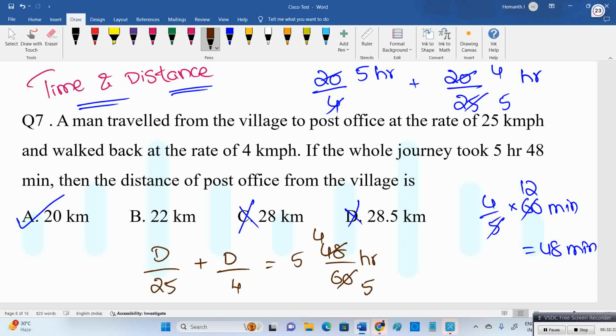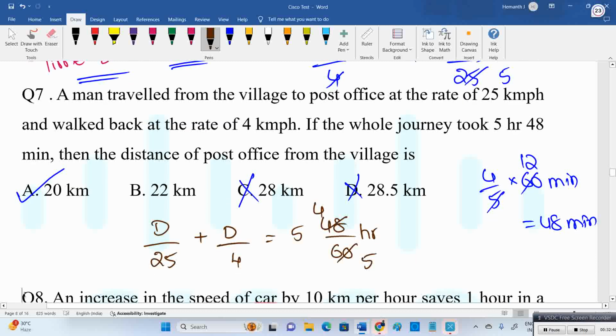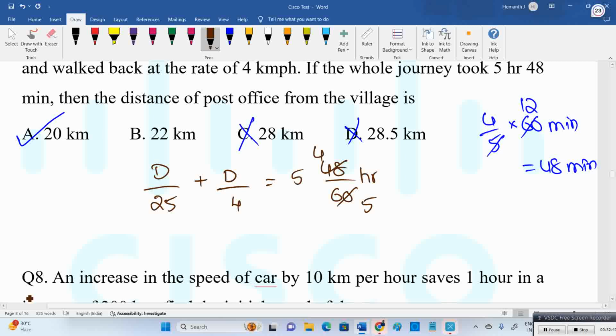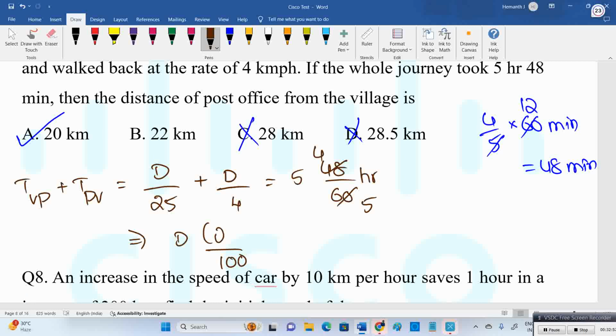So you can do this D calculation directly like this also. You can calculate D, because total time taken is the time taken to move from village to post office, then post office to village. Here if we take D common, the denominator is 100, 25 into 4. Numerator is 4 plus 25, 29. On this side, 5 into 5, 25 plus 4, 29 divided by 5. 29, 29 cancel, 100 divided by 5 is 20.